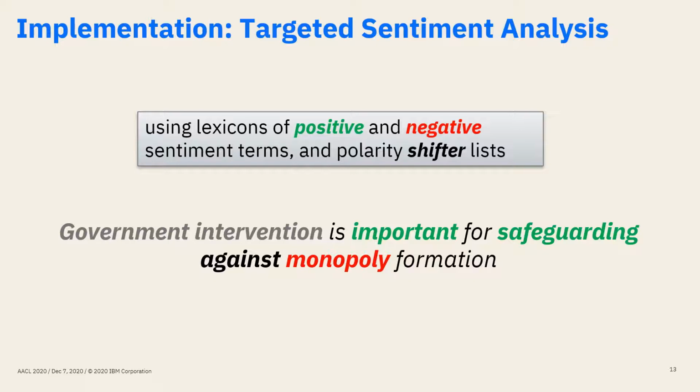For targeted sentiment analysis, we identify positive and negative sentiment terms. Here, important and safeguarding are positive, while monopoly is negative. They are weighted based on their distance from the target. We also detect against as a sentiment shifter, reversing the polarity of monopoly, as you can see.